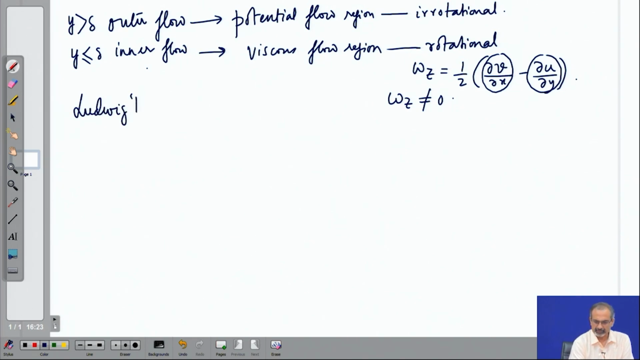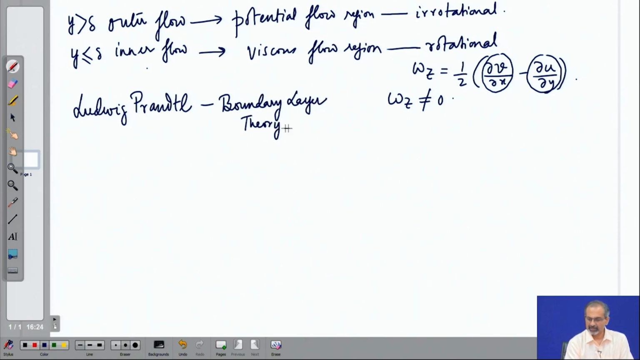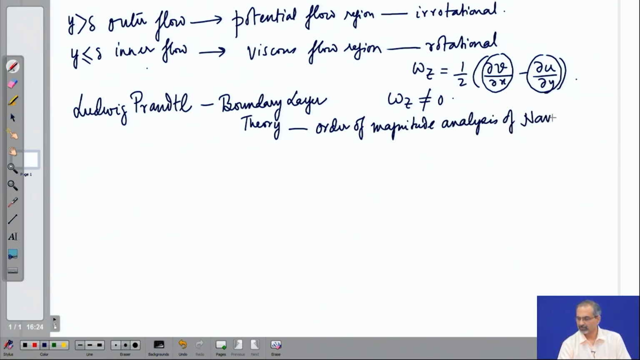Ludwig Prandtl of Germany had first seen the presence of this very thin viscous dominated layer through wind tunnel experiments, and then he proposed the boundary layer theory based on what is called an order of magnitude analysis of Navier-Stokes equations.